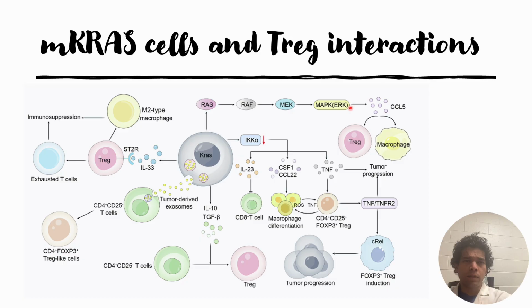So this is how mutant KRAS cells and regulatory T cells interact, and these are some of the main interactions. Apart from that, some other interactions might also be there that are not presented in this figure. If you need to understand more about this topic in detail, you can go through the reference provided in the description.